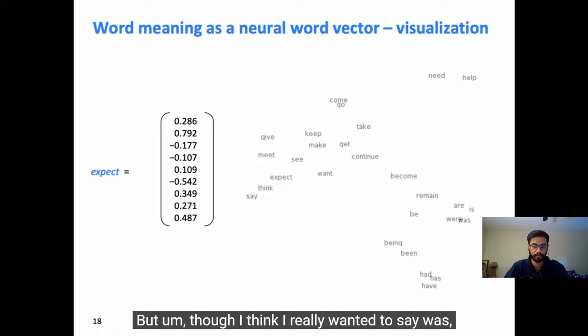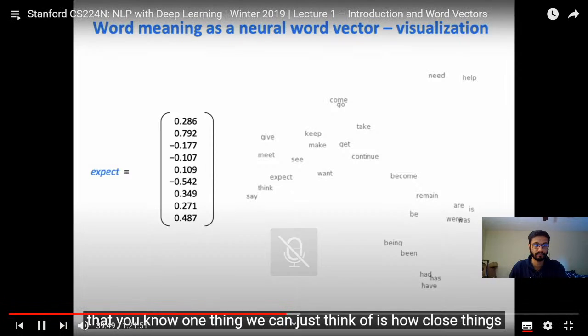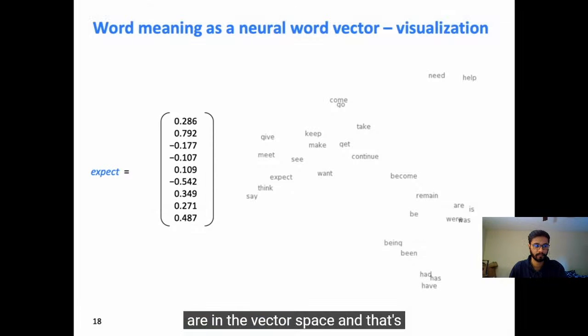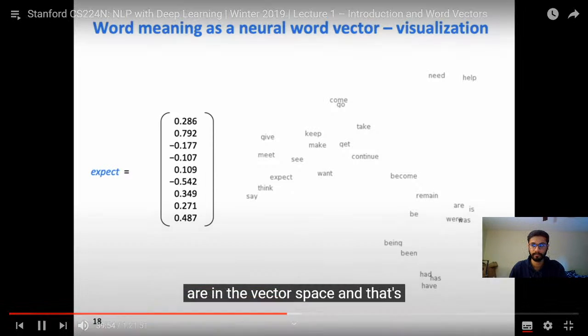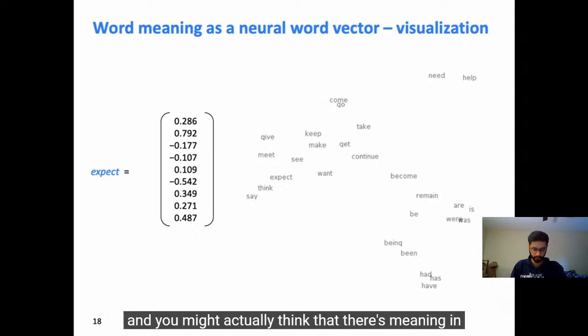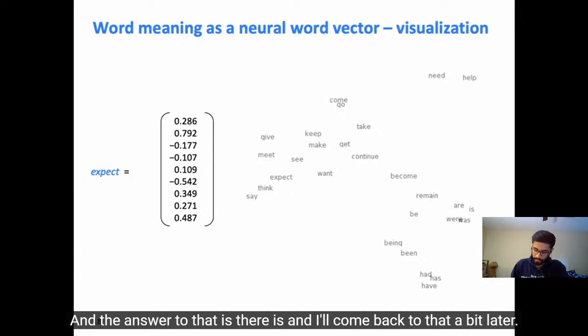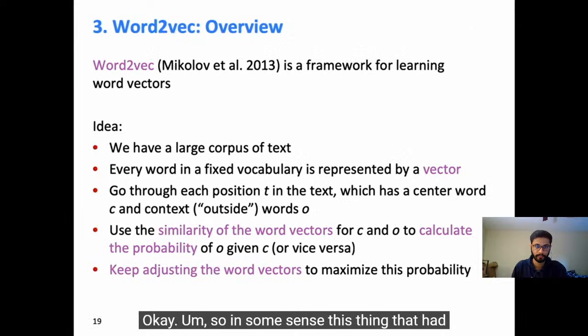But the thing I really wanted to say was that one thing we can think of is how close things are in the vector space, and that's a notion of meaning similarity that we're going to exploit. But you might hope that you get more than that, and you might think that there's meaning in different dimensions and directions in the word vector space. And the answer to that is yes, and I'll come back to that a bit later. Okay.